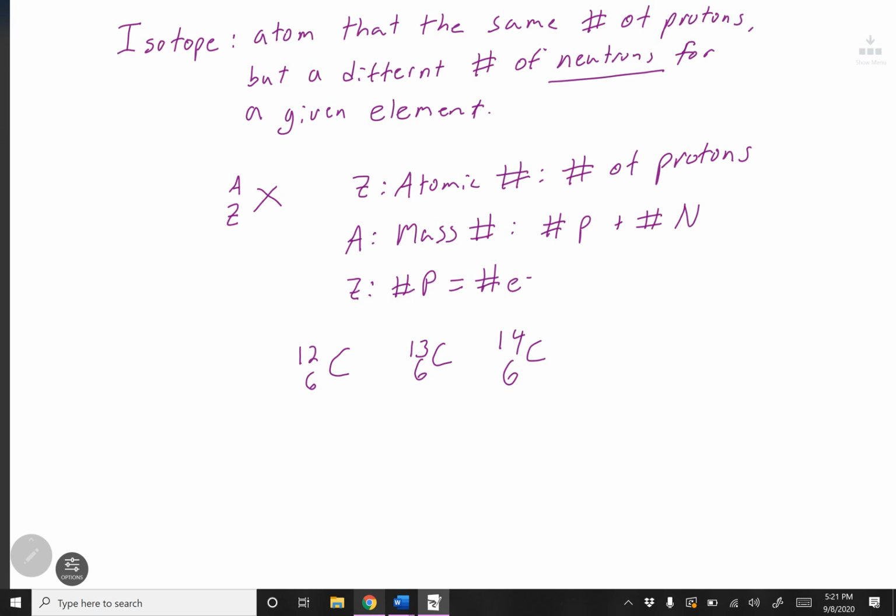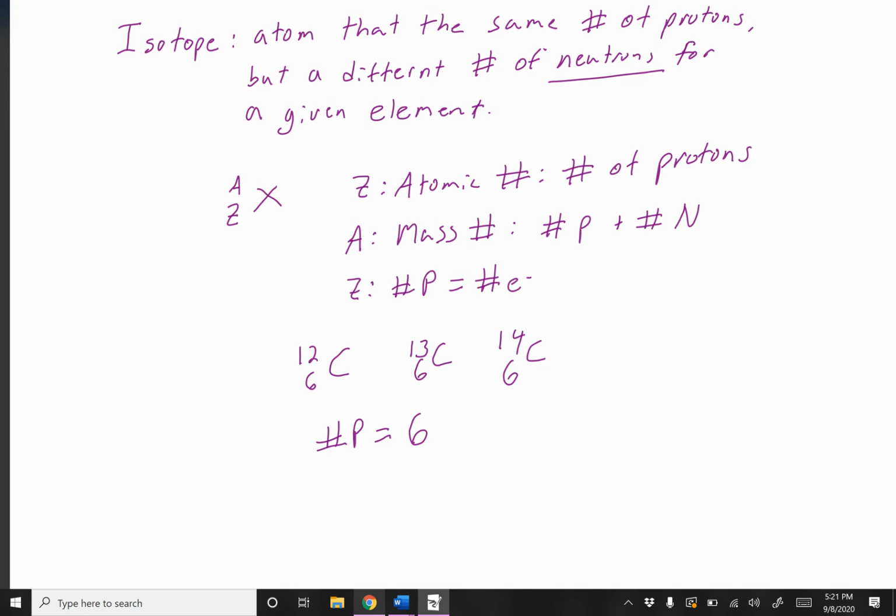So notice what's similar to all of these. The first thing that's similar is the number of protons is all equal to 6. If it wasn't all equal to 6, then these couldn't still be carbon anymore. They would be something else. Okay, so I think that's very important to understand. If it doesn't have 6 protons, it's not carbon anymore. It's some other element. Okay, but what is different between them?